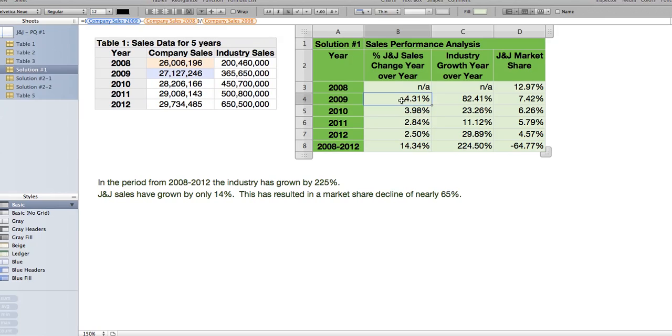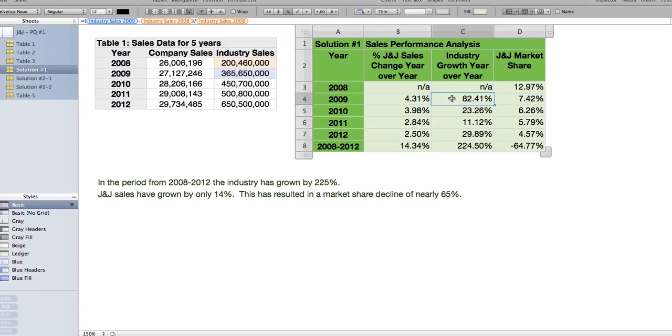So that we can see each year from 2009 to 2012, the company's sales increased, but the rate at which they have been increasing is actually in decline. Every year they're growing by less and less. Overall, from 2008 to 2012, the company's sales have grown by 14.34%. So to understand whether or not this is a good thing, we need to have something to compare it to, to give some context. And so now we're going to look at what's happened in the industry.